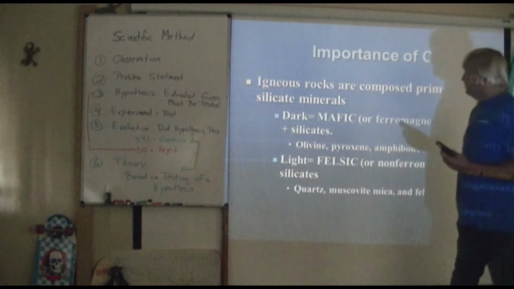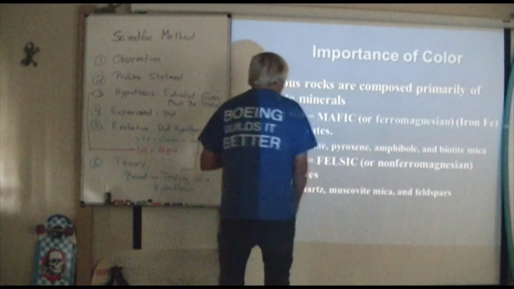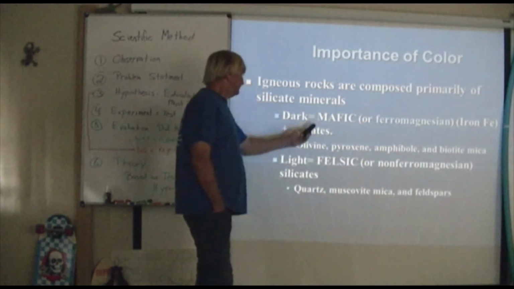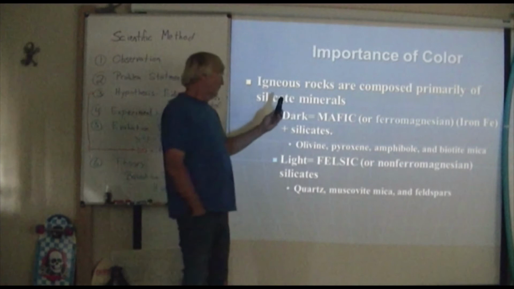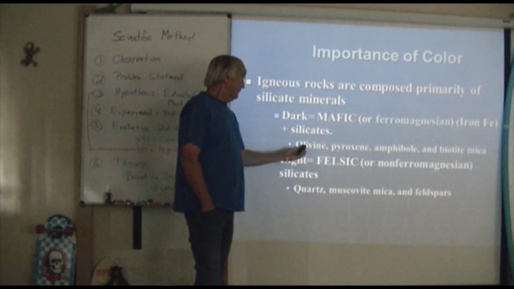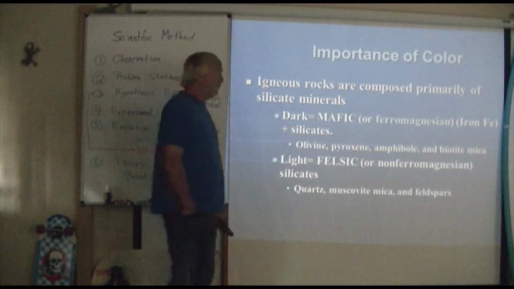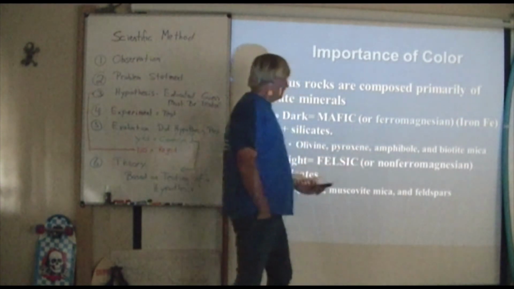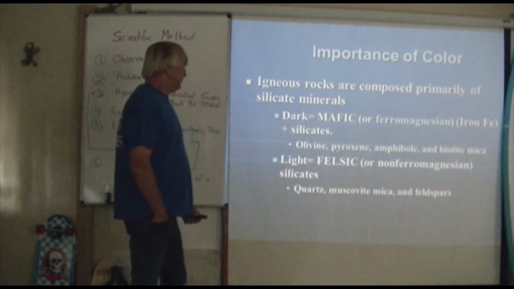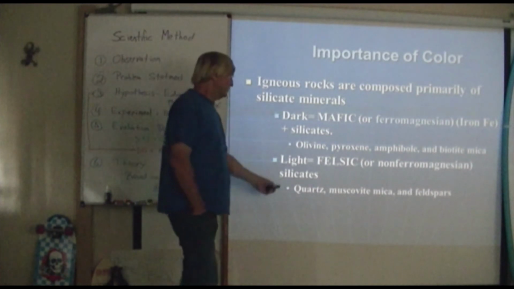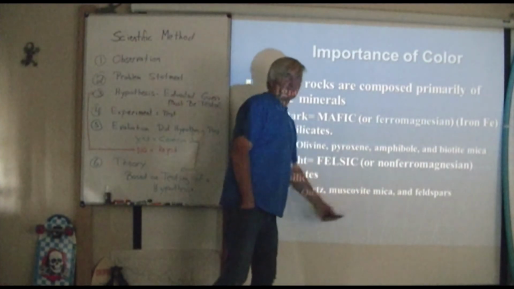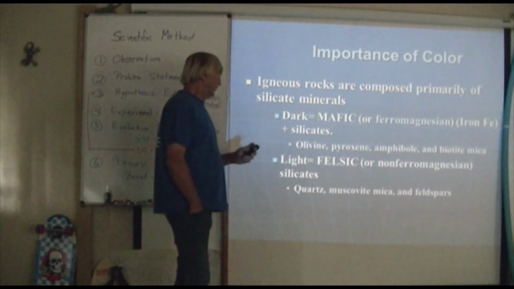And so dark minerals, these are rich in iron. So things like olivine, pyroxene, which is a very dark green rock. Amphibole is a jet black rock. And then the silicates are going to be basically quartz. The micas and the feldspars tend to be light color.